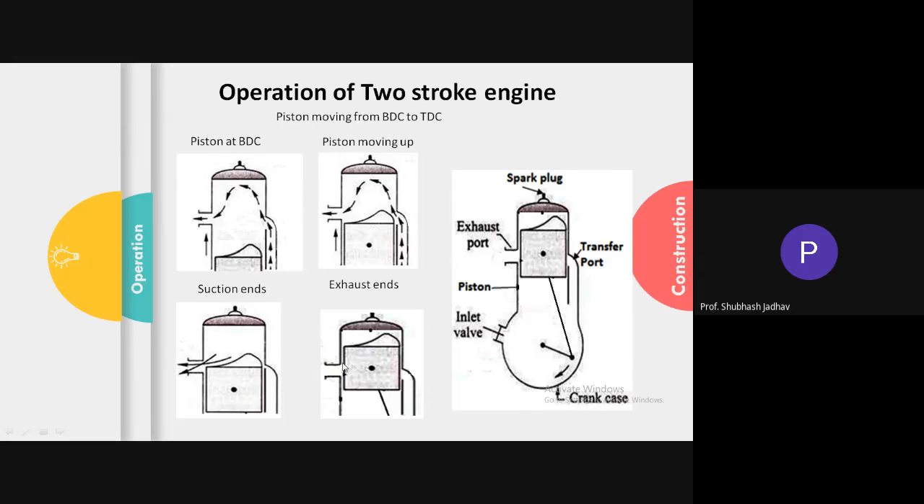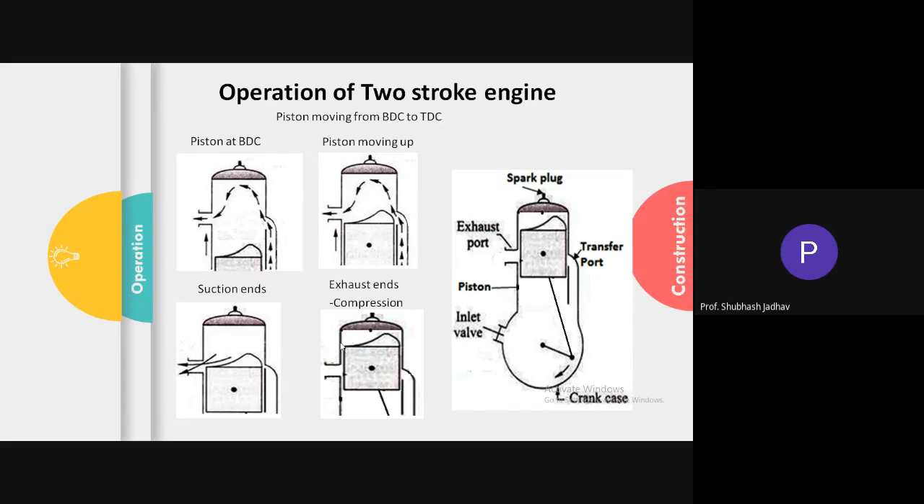Exhaust also ends, and as it moves upward from here, what happens? The compression is going to happen. So as it moves from this particular point to TDC, that is top dead center, we call it the effective compression. So the effective compression is this much, and we have earlier discussed that the effective expansion was this much from TDC to this point, and effective compression is from this point to TDC.